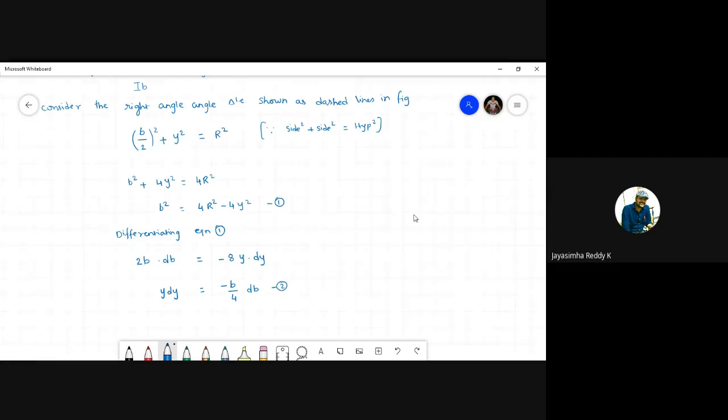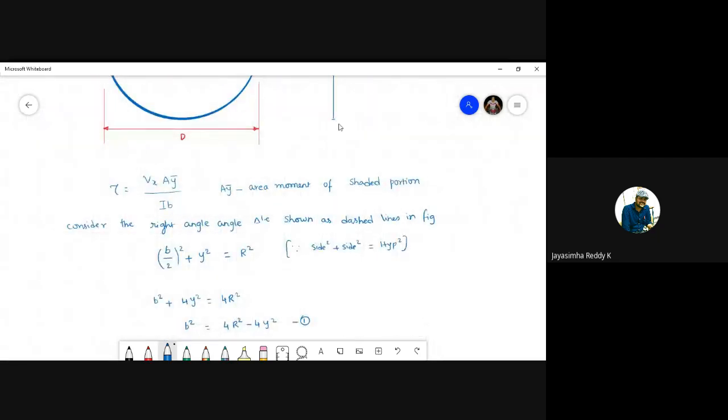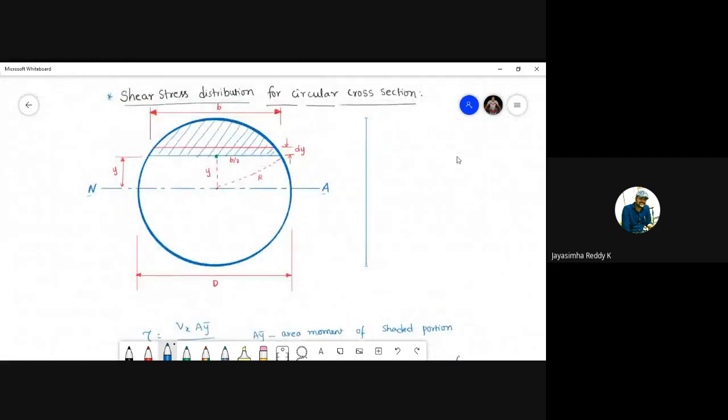Now, after doing this, let us consider a small strip on the shaded portion. See, students, I have drawn a red color line here. So in the total shaded area, I'm just considering a small strip of thickness dy. Okay, students, a small strip of thickness dy, which is standing at a distance of y from the neutral axis.